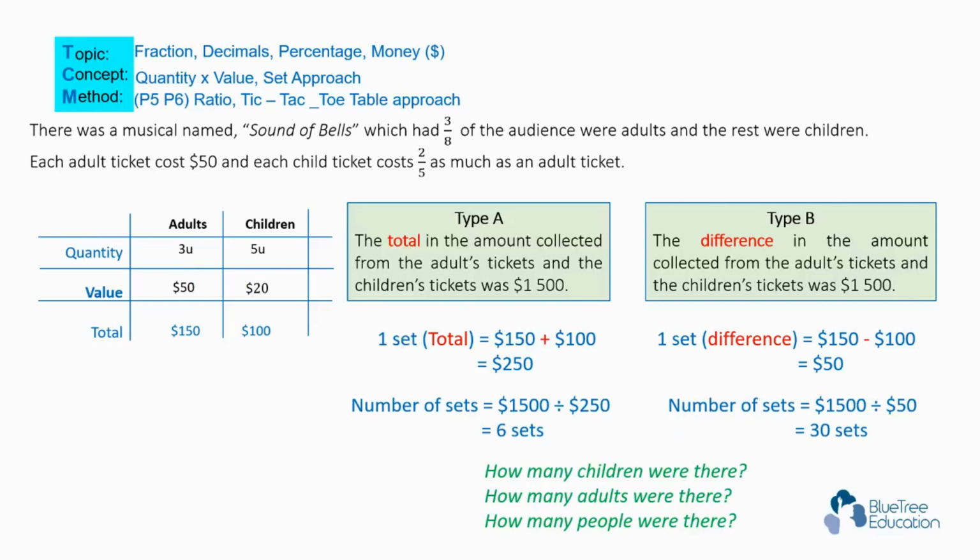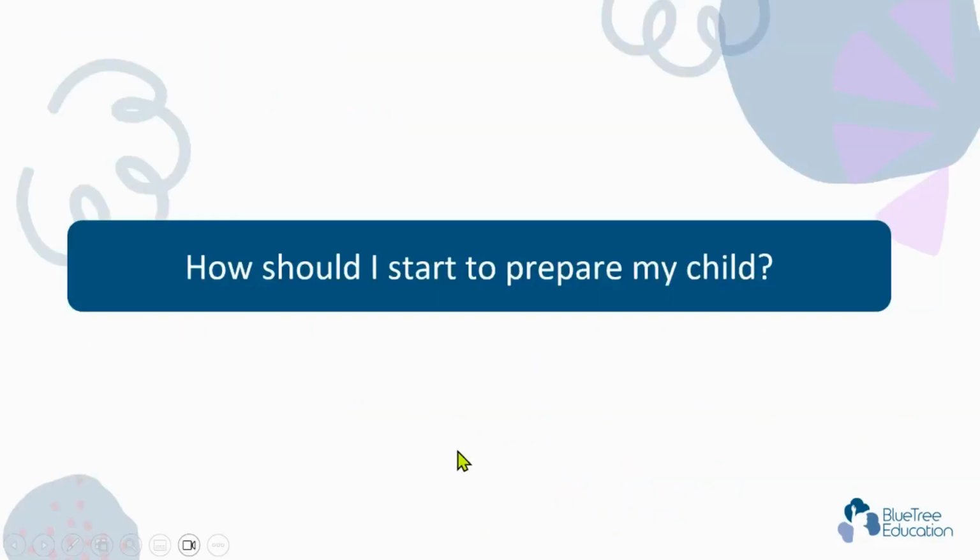Do you realize that after you have drawn your tic-tac-toe table, we stop reading the math question? Like we stopped reading, there was a musical named Sounds of Bells. There are 3/8 of the audience. We stopped reading those parts because we have worked them out using the read and write approach, and they are in your workspace. So trust me, give it a try. Read and write, super powerful. It can help your children build confidence and do better for a lot of math questions.